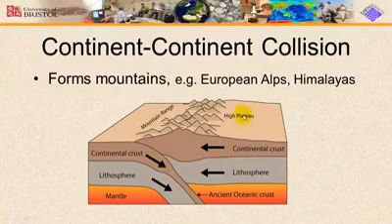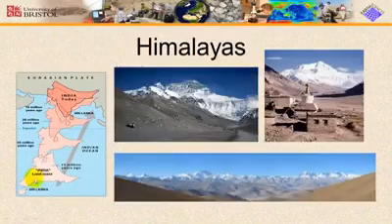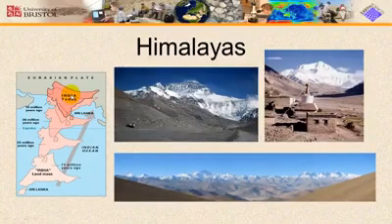For example, the European Alps and the Himalayas have been formed this way. India used to be an island, but about 15 million years ago, it crashed into the Eurasian plate. As continental crust was pushing against continental crust, the Himalayan mountain belt was pushed up. Mount Everest is the highest altitude mountain on our planet, standing at about 29,864 feet high. And it's still growing because the Indian plate is still pushing into the Eurasian plate.